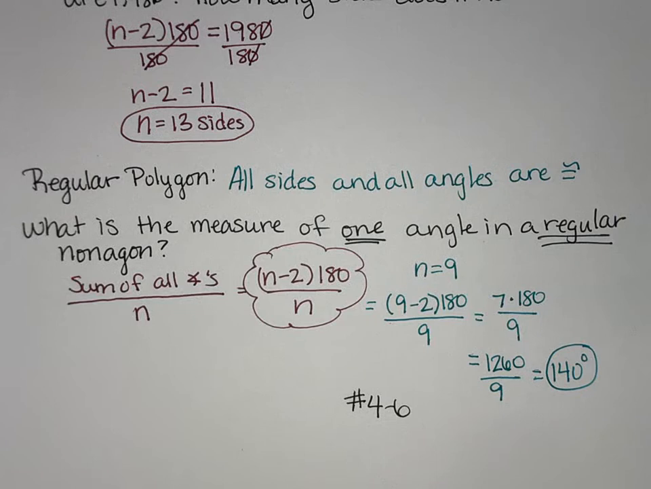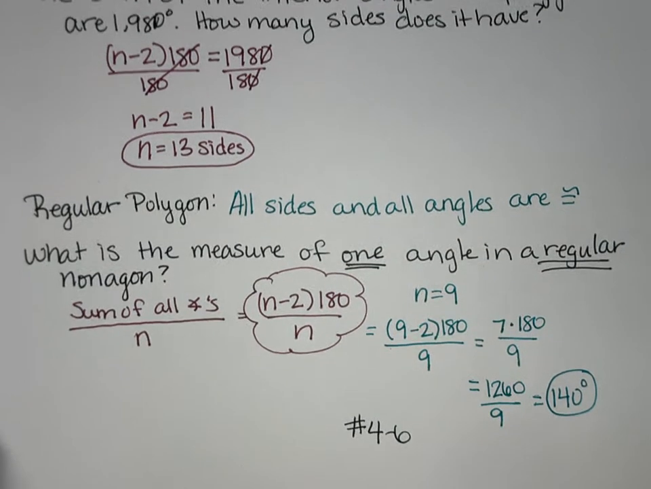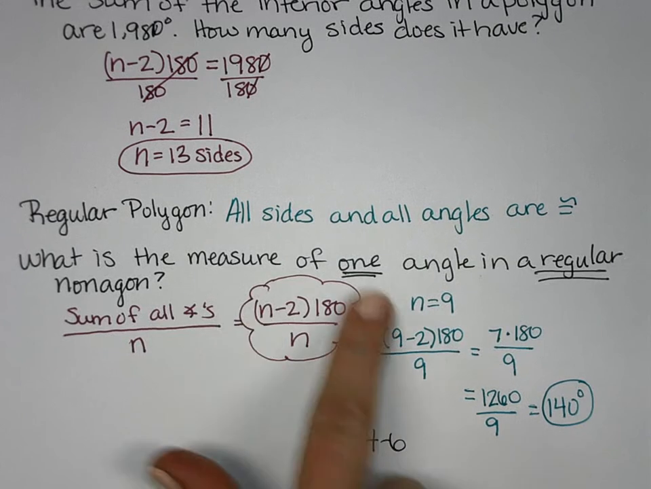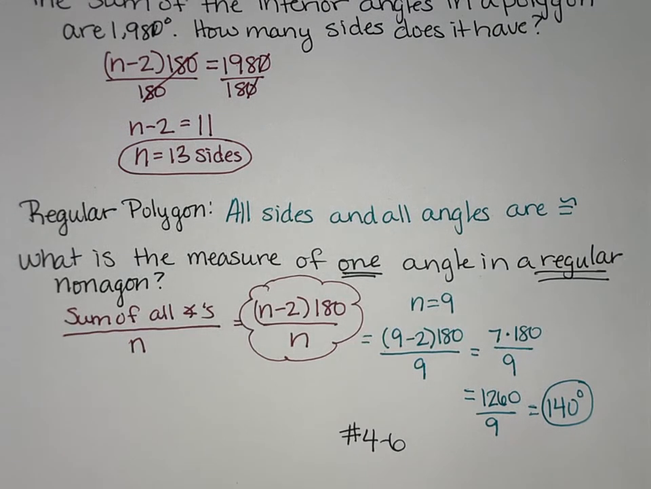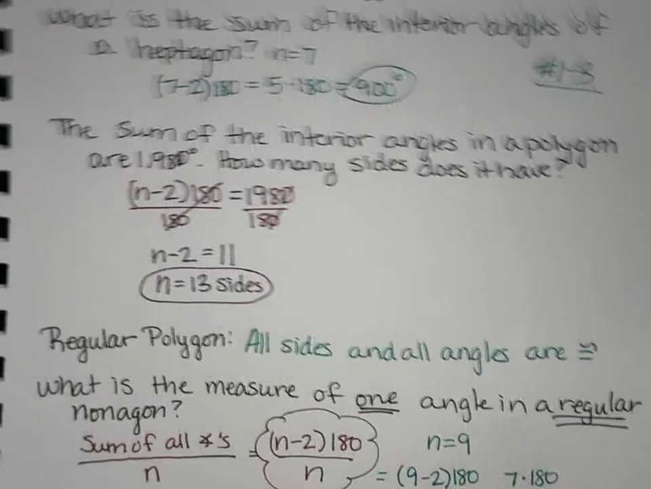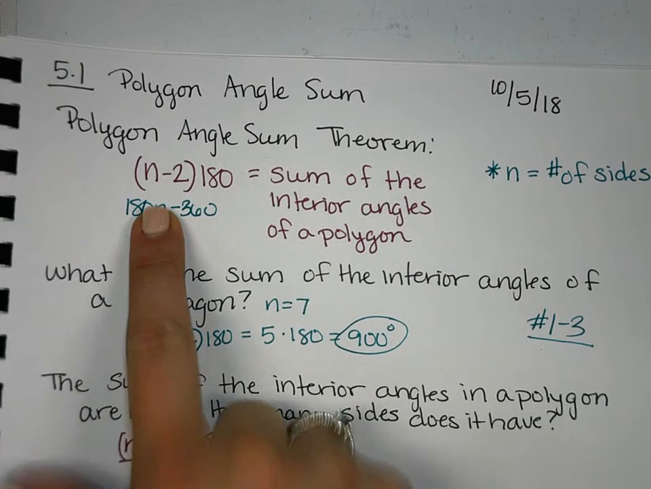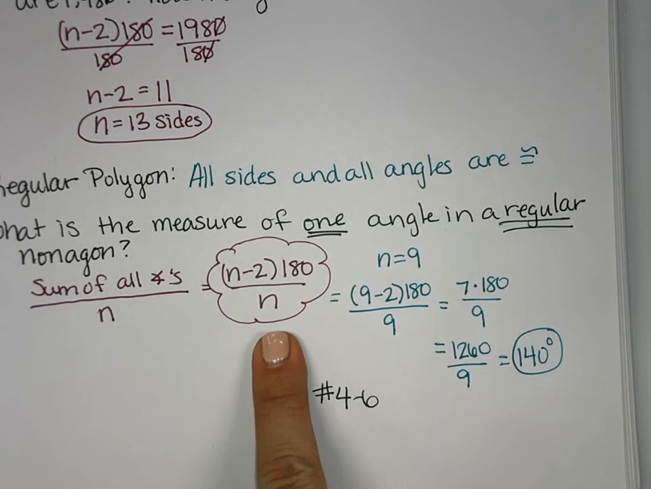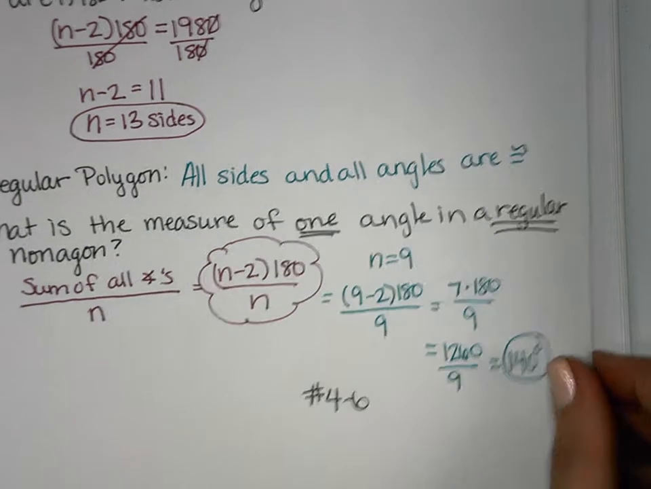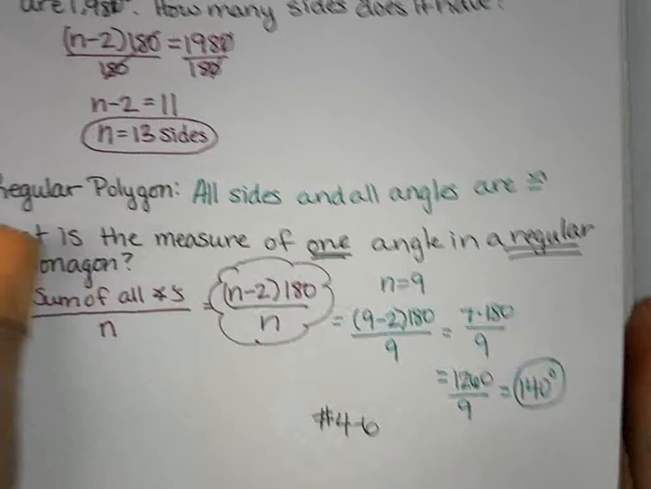All right, so any questions so far? We've taken the same formula, which is the top here, and we've just added a divided by n to find a single angle of a regular polygon. That's our second formula. So we only have like 3 for this whole chapter. 1 was this one. 2 is this one right here. And then our third one has to deal with the exterior angle. So our next formula or topic is exterior angles.